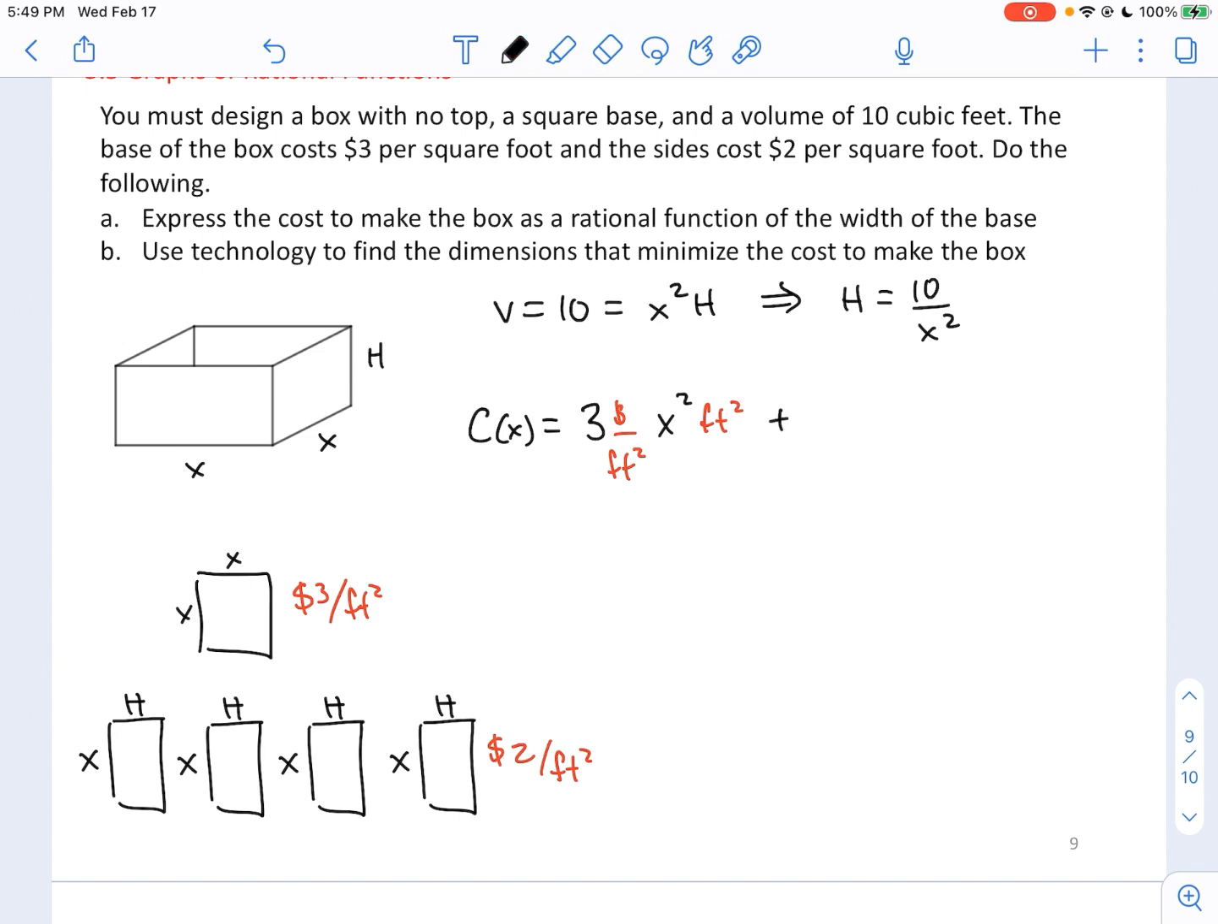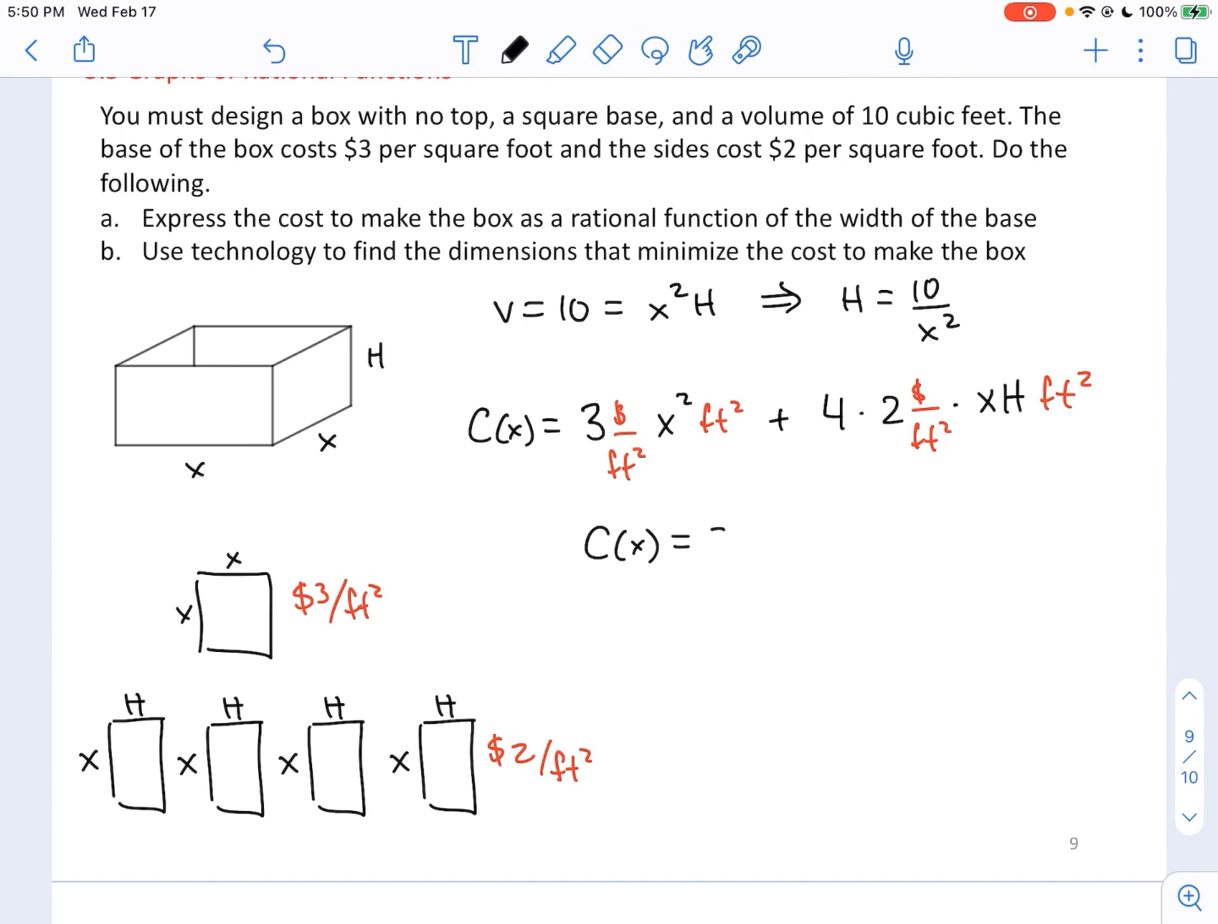Plus, now let's just do one of these, but then multiply that by 4. So we'll have 4 times, and the price of this one here is $2 per square foot, and then times x times h, square feet. The other issue is that we have an h here. So we're going to use this volume restriction, it's called a constraint equation, to replace the h there, and that's how we're going to create our cost function.